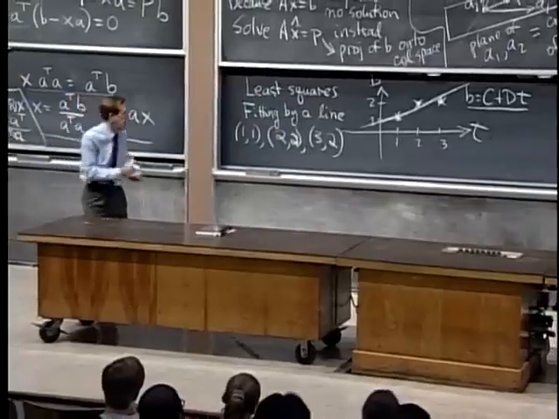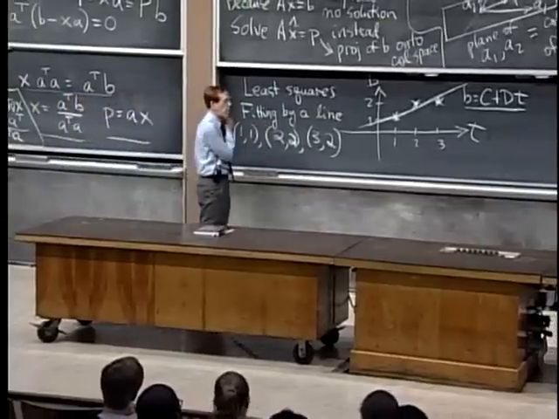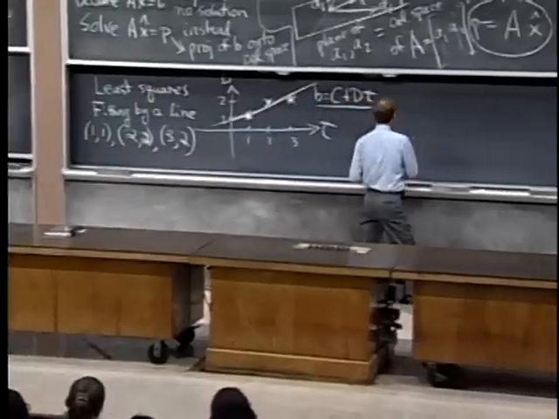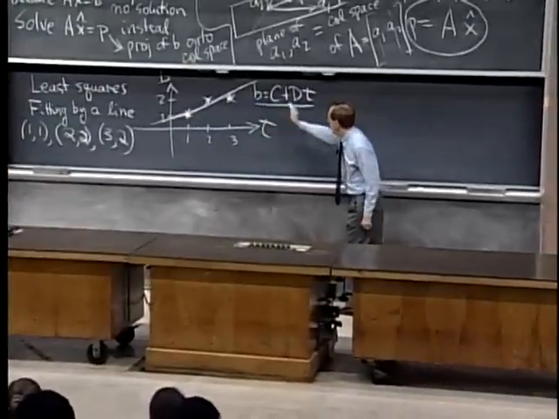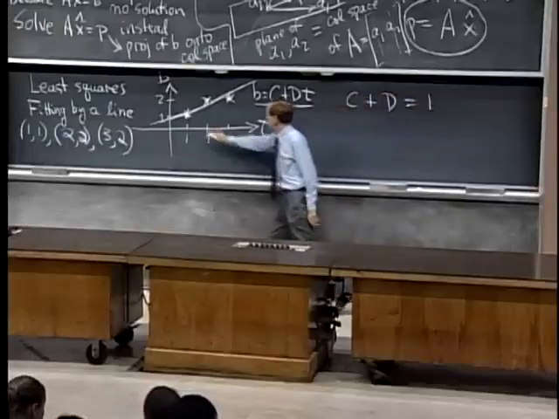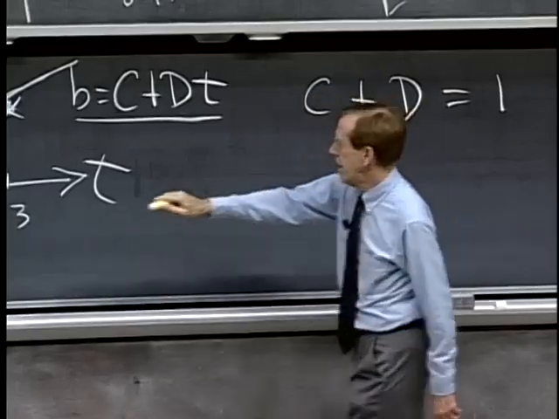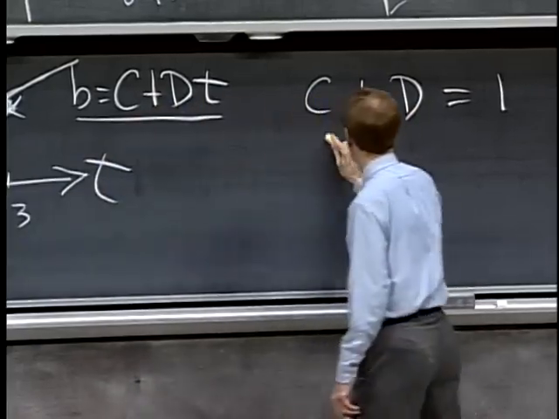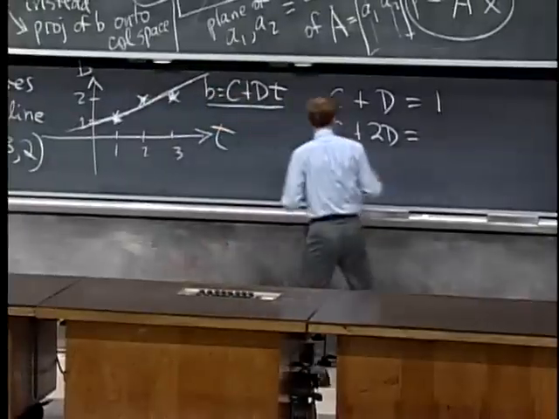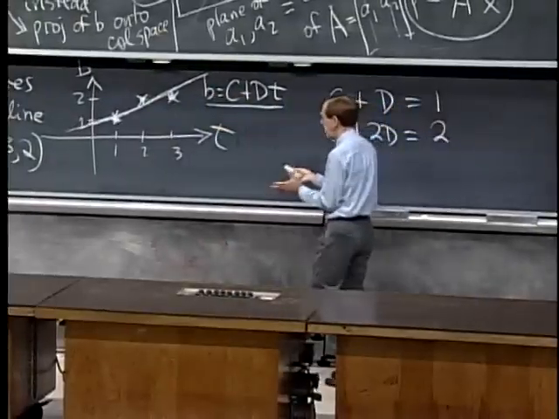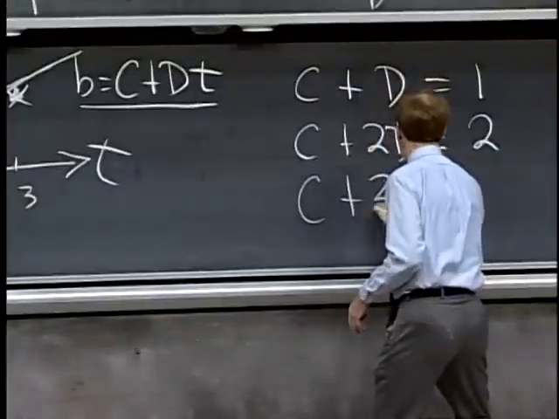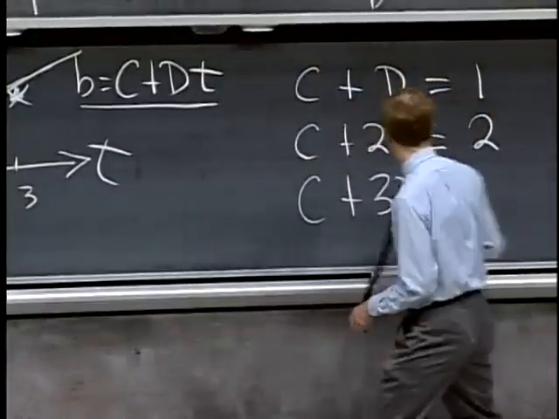I can't get exactly, so there are 3 equations to go through the 3 points. It will go exactly through that point if, let's see, that first point has t equal to 1. So that would say C plus D equals 1. This is the 1, 1. The second point, t is 2. So C plus 2D should come out to equal 2. But I also want to get the third equation in. And at that third equation, t is 3, so C plus 3D equals only 2.